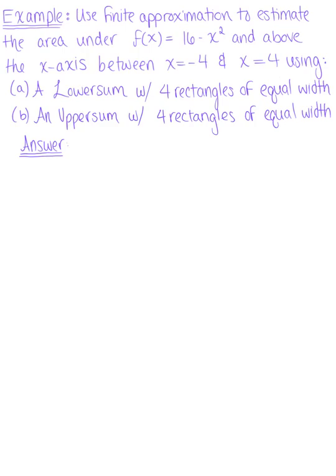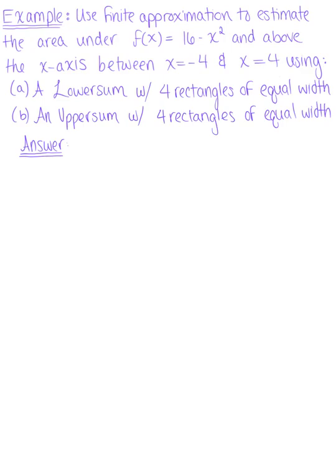Use a finite approximation to estimate the area under the curve f of x is equal to 16 minus x squared and above the x-axis between x's negative 4 and x's positive 4, using first a lower sum with 4 rectangles of equal width, and then using an upper sum with 4 rectangles of equal width. So while we have two different cases here, the setup for both cases is the same.